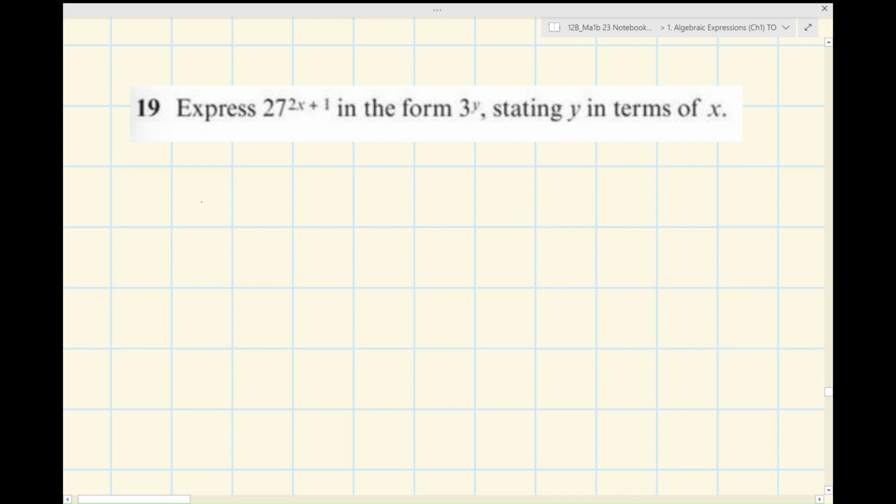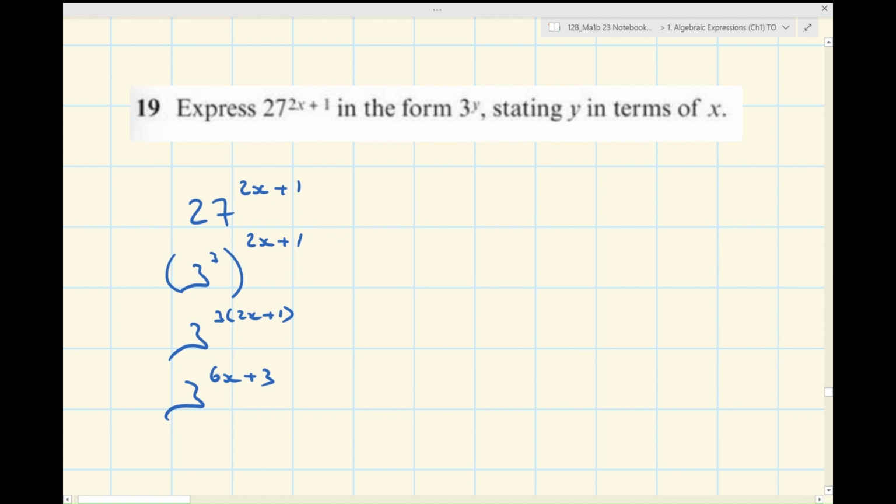Okay, so I'm going to start with 27 to the power of 2x plus 1, and I have to write that in the form of 3 to the power of something. Well, 27 is 3 cubed. So what I've got is 3 cubed to the power of 2x plus 1. So using my rules of indices, that will be the same as 3 to the power of 3 times 2x plus 1, which is, of course, 3 to the power of 6x plus 3. So express 27 to the power of 2x plus 1 in the form 3 to the y, stating y in terms of x. Very well. y is 6x plus 3.